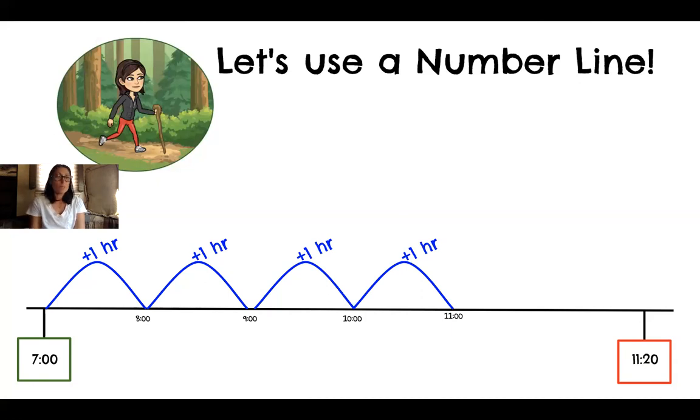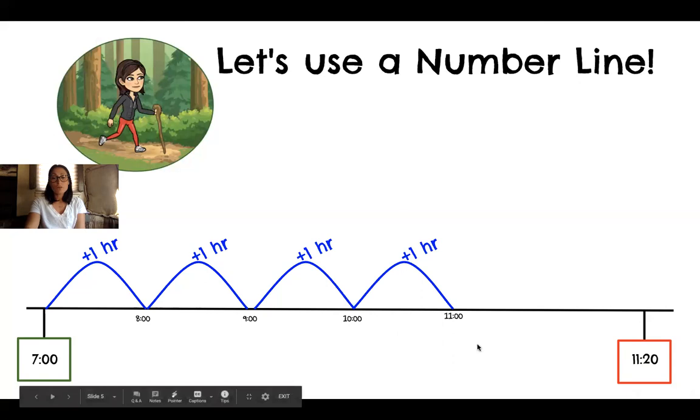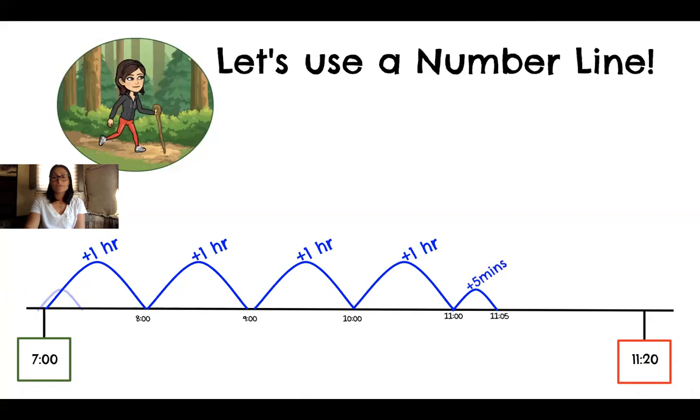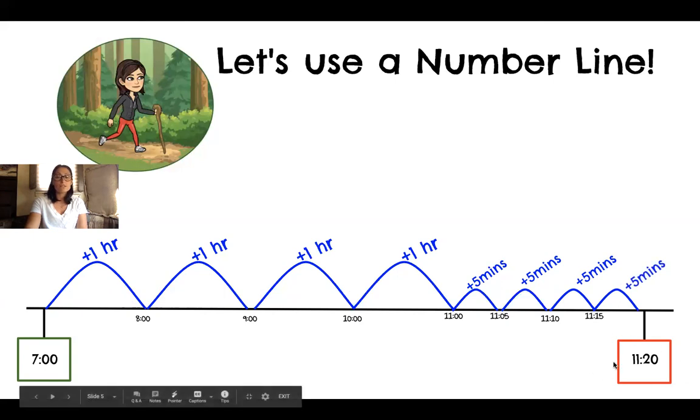So you could count by ones, you could count by tens, you could count by fives, however you want to count your minutes, you could totally count your minutes. For me, I'm going to count by fives today, okay? So I'm going to count 5 minutes, that's 11:05. Another 5 minutes, that's 11:10. I'm getting closer. Another 5 minutes, that's 11:15. And then my last 5 minutes to get to what? 11:20. So I did it. I counted from 7 to 11:20.